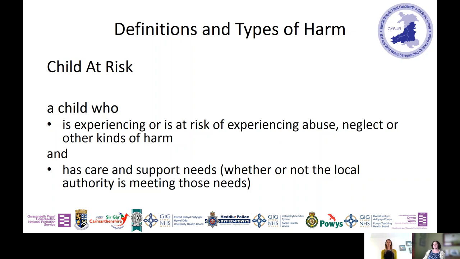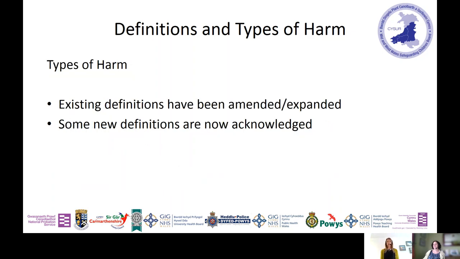So who is a child at risk? A child at risk is a child who is experiencing or is at risk of experiencing abuse, neglect or other kinds of harm, and has care and support needs, whether or not they're being met by the local authority already. So some of the existing definitions have been amended and expanded, and then some new definitions have now been acknowledged.